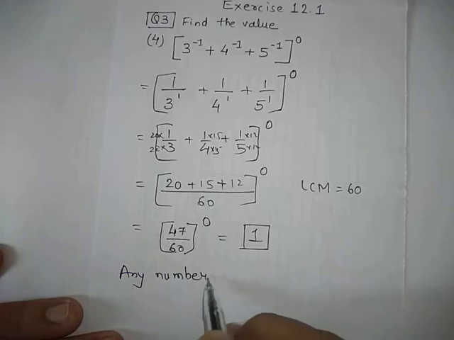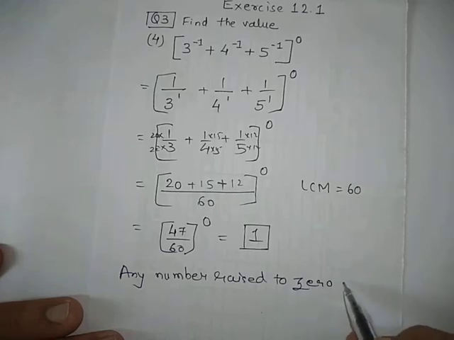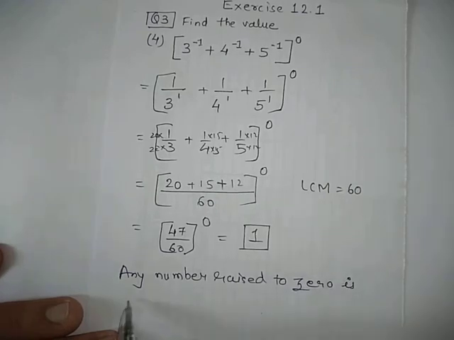As I told you, any number raised to 0 is always 1.